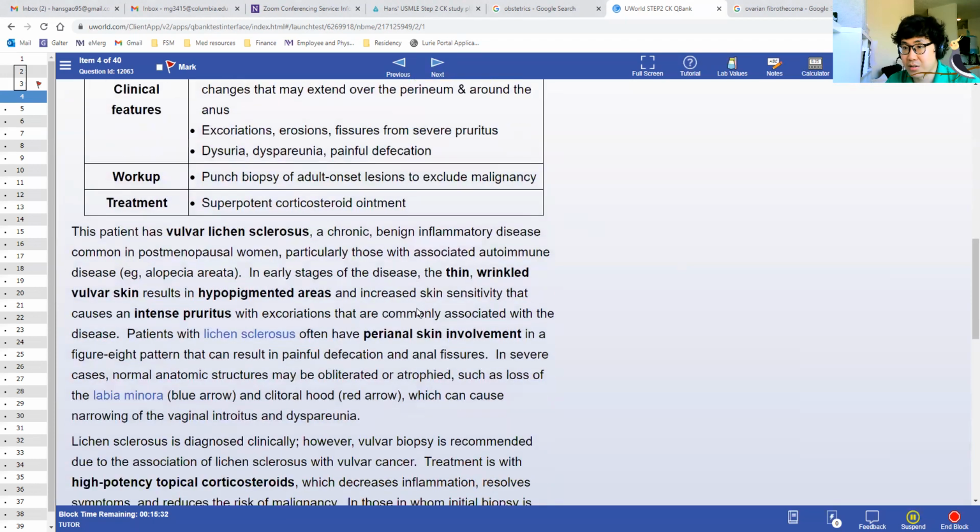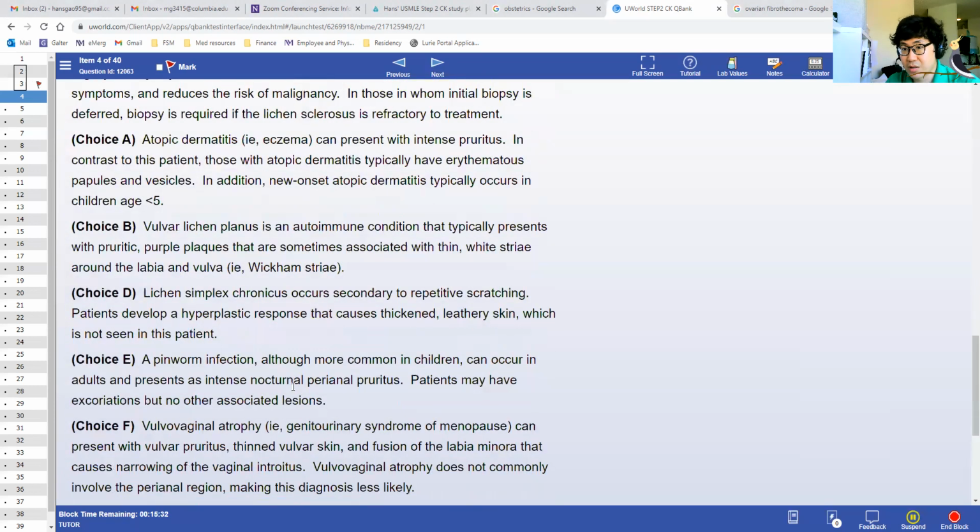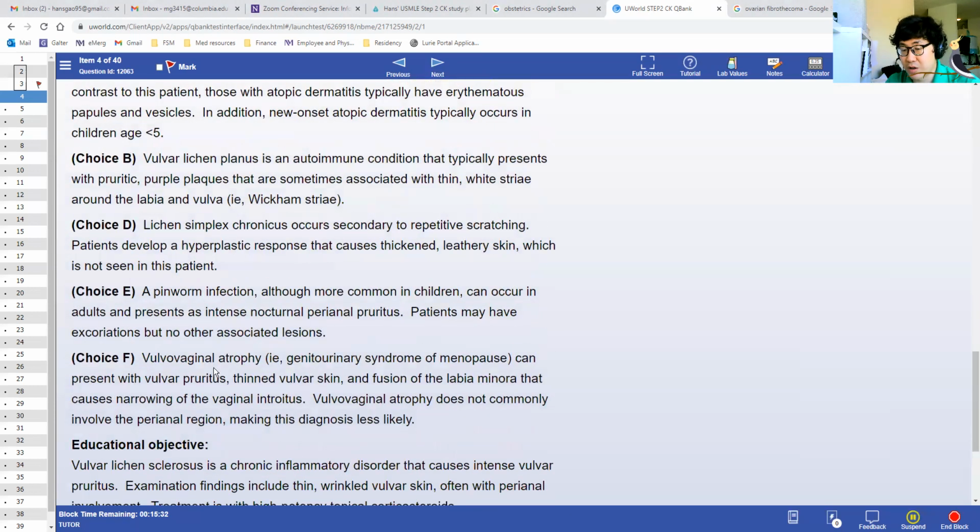All right, and it seems like that was the right answer. Vulvar lichen sclerosus often has perianal skin involvement, in a figure 8 pattern. Okay, that's cool. And let me see if I was wrong. I was right about everything else.